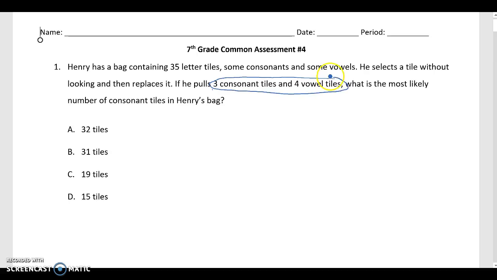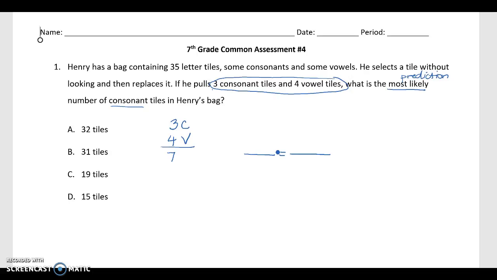So he pulls out 3 consonants and 4 vowels. So how many did he pull out? 4 plus 3 is 7. So he took 7 out. And they want to know the most likely number of consonants. So most likely means we are making a prediction. So prediction with probability means proportion, right? So you're going to put your probability on the left side and your new total on the bottom right.